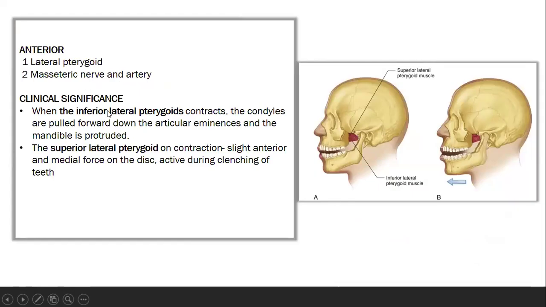The clinical significance is that when the inferior lateral pterygoid contracts, the condyle is pulled forward down the articular eminence and the mandible is protruded, whereas the superior lateral pterygoid on contraction applies a slight anterior and medial force on the disc, active during clenching of the teeth.